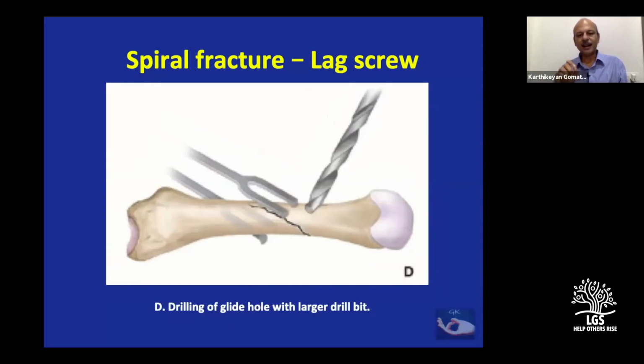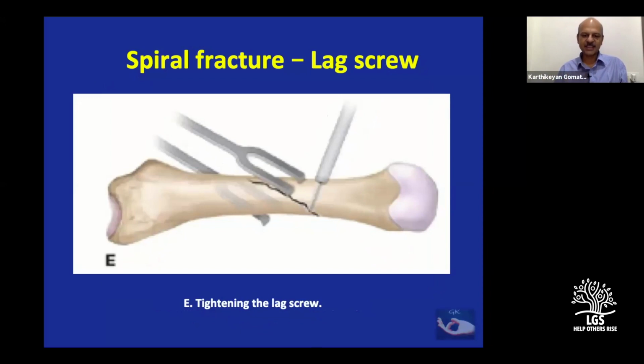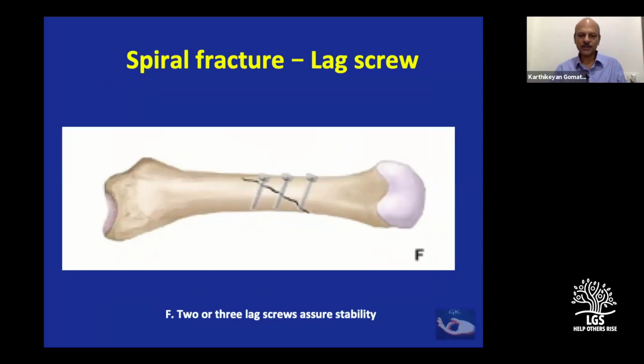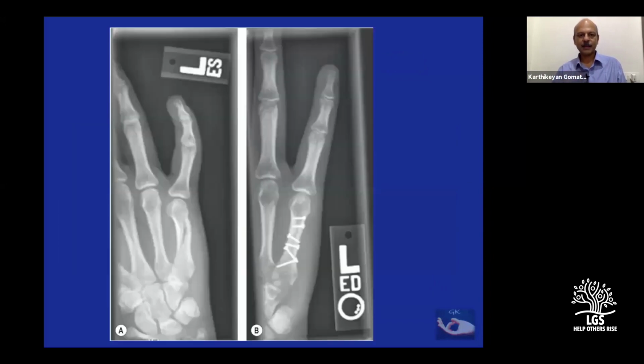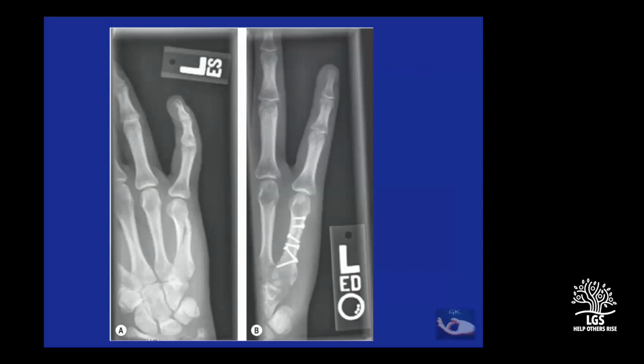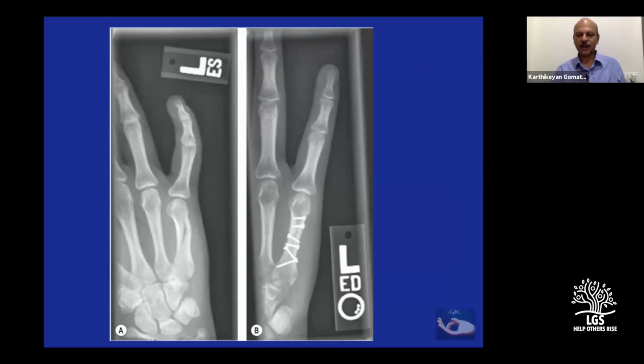Fourth is to drill a glide hole with a larger drill bit. And fifth is to tighten the screw. Just put in the screw and tighten it. As you keep tightening, because it is a lag screw, it will bring the fragments together and jam them together and give you good compression. And of course, you need to put 2 or 3 lag screws to assure stability. So this is for long spiral fractures. This is an example showing multiple lag screw fixation for a long spiral fracture. The number of screws that you put in is going to depend upon the length of the spiral fracture.